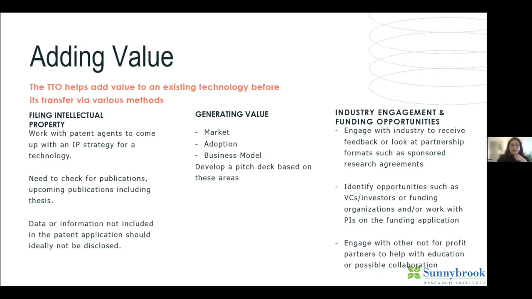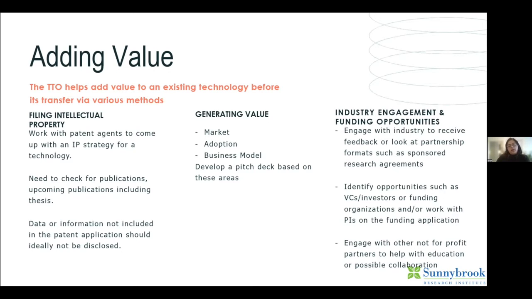So, okay, talking about generating value. There are a number of categories to think about, and I'll go into detail in the next slide. This can actually help develop a pitch deck based on these areas, and that also helps identify the loopholes for your technology. So let's talk about this in the next slide.